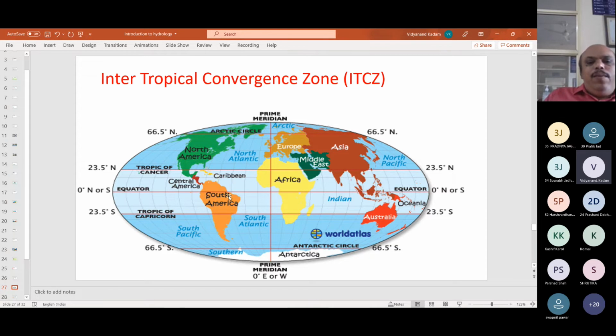Now this is the equator. I have mentioned that on the equator convective precipitation takes place. Now what happens from the northeast side? The trade winds are flowing in this direction in the northern hemisphere, and in the southern hemisphere this wind is flowing from the southeast side, and the convergence takes place near the equator, and on the equator the low pressure belt is created.